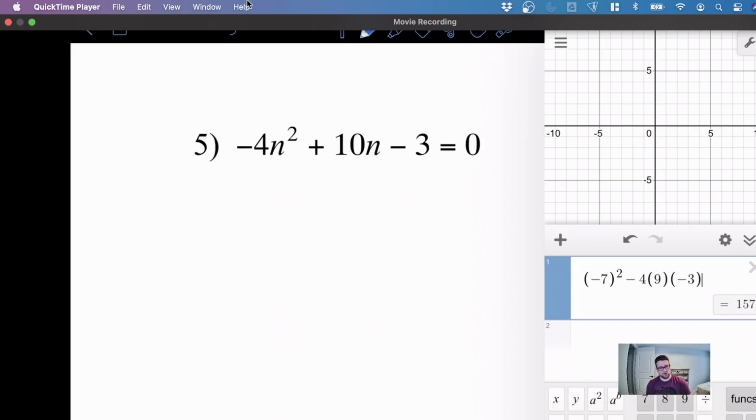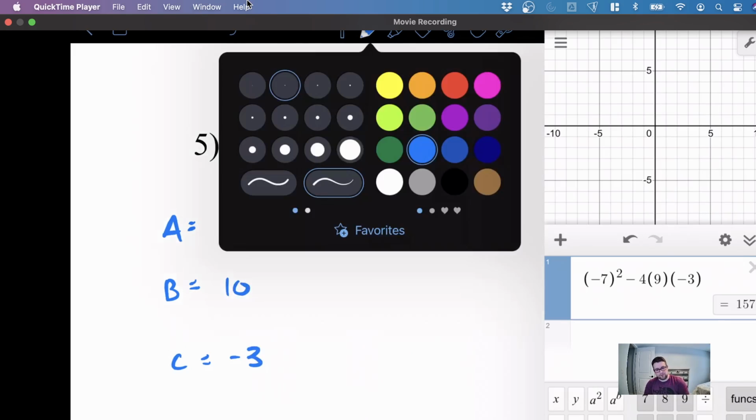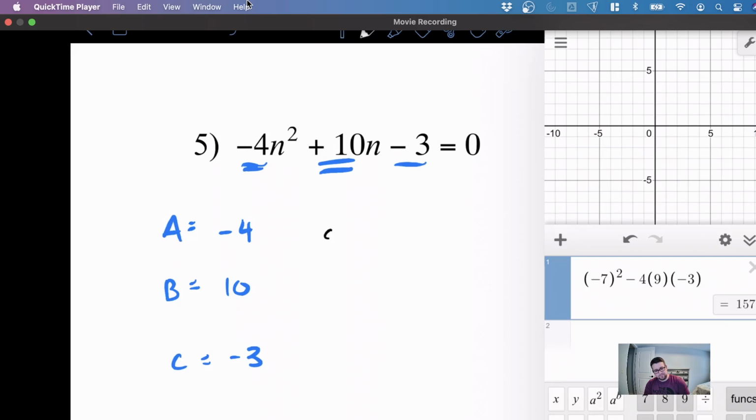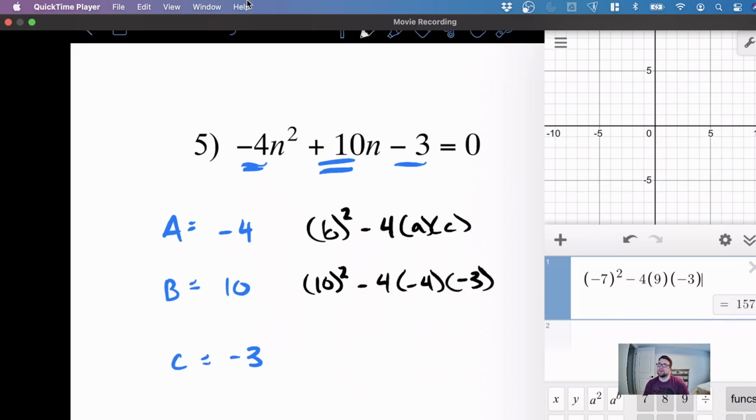So coming over here, first A, B, C. A is negative 4. B is positive 10. C is negative 3. Remember your formula. That is B squared minus 4 times A times C. B is 10, so I'm going to have 10 squared minus 4 times negative 4 times negative 3.